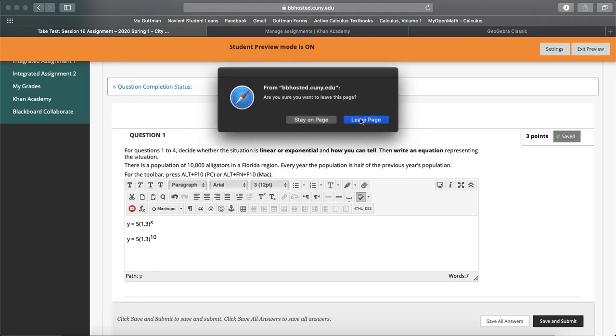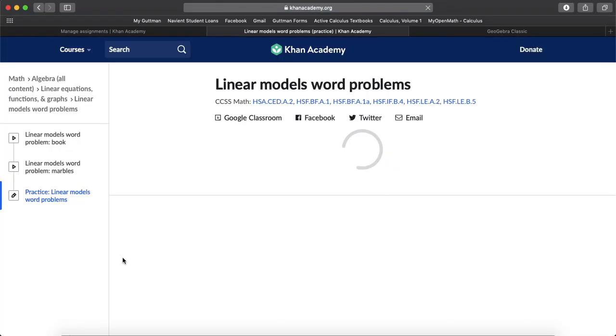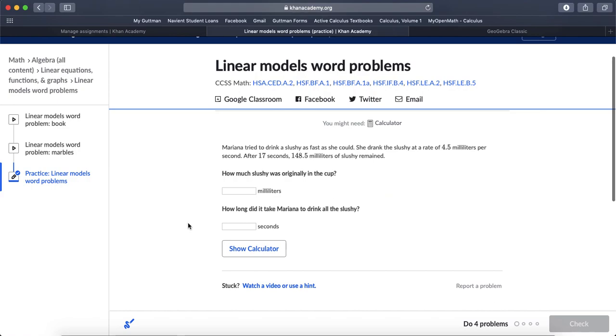Now for this week's Khan Academy assignments, I want to do one problem from this specific assignment because this assignment is a little tricky. It's called Linear Models Word Problems. So let's just do this first problem that popped up. Let's do it together. It says Mariana tried to drink a slushie as fast as she could.